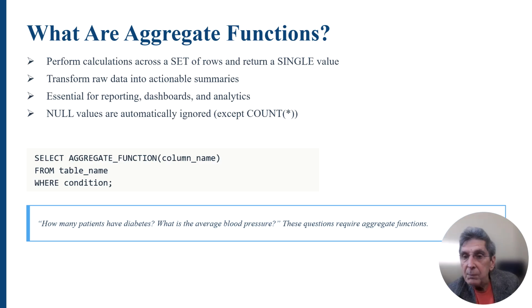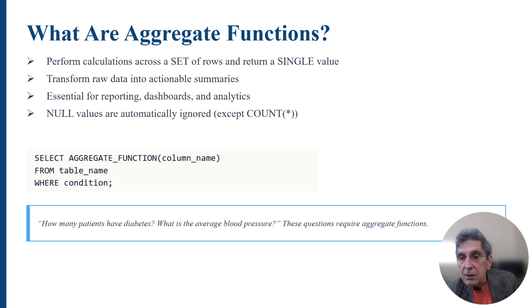One critical thing to remember: aggregate functions automatically ignore null values, with just one exception. COUNT with the star, COUNT(*), counts all the rows regardless of nulls. We will see the practical implications of this as we go through some examples. The basic syntax is straightforward.